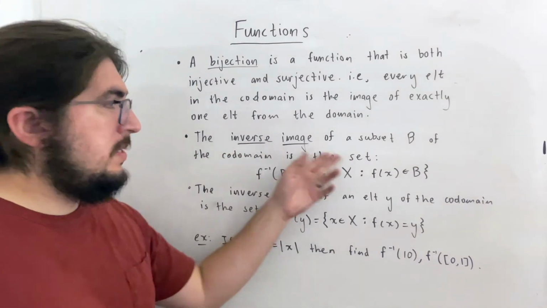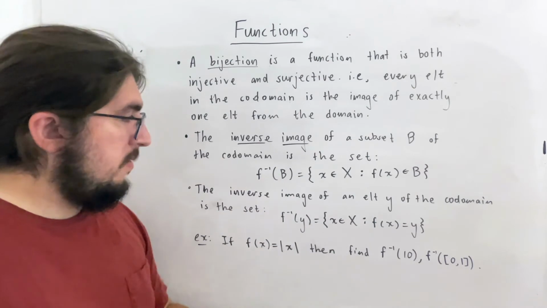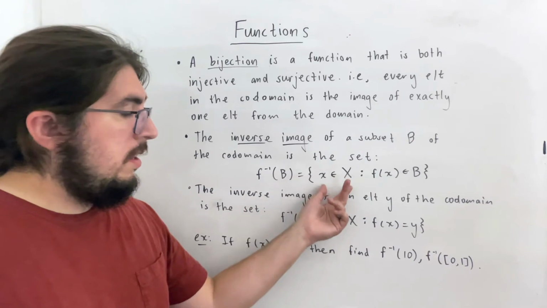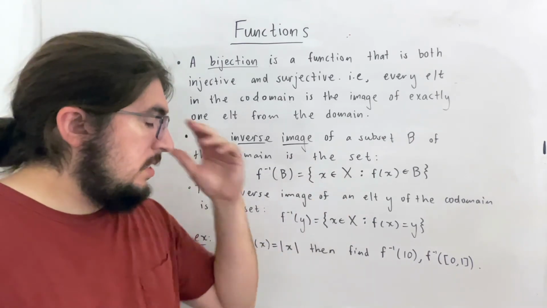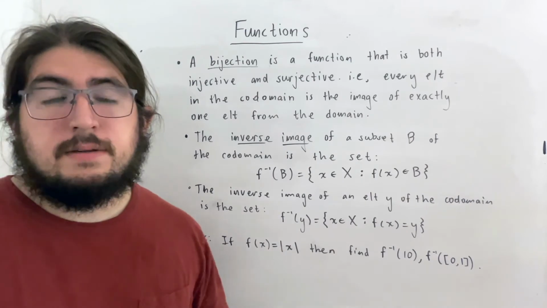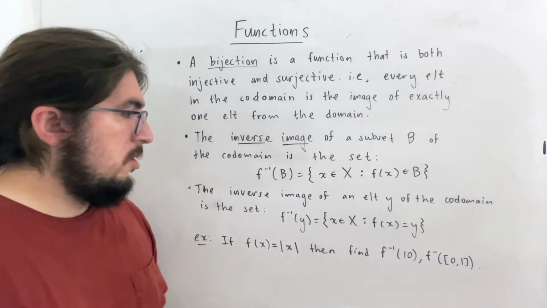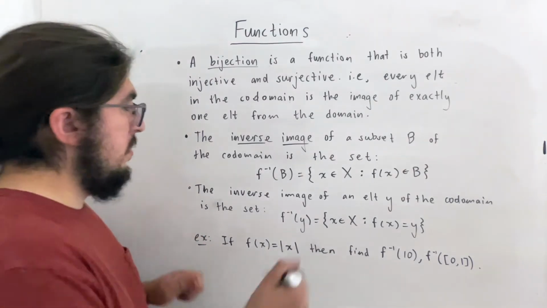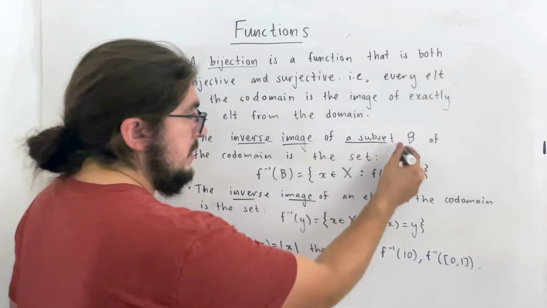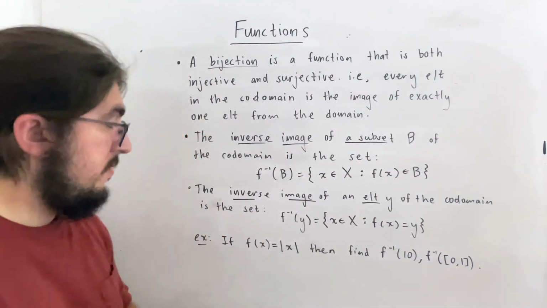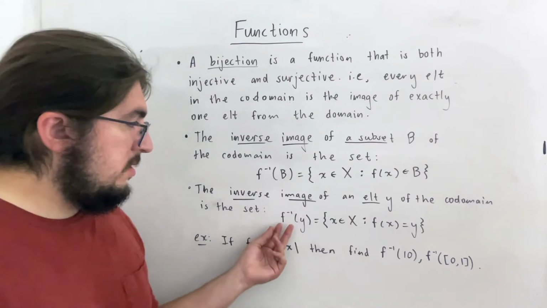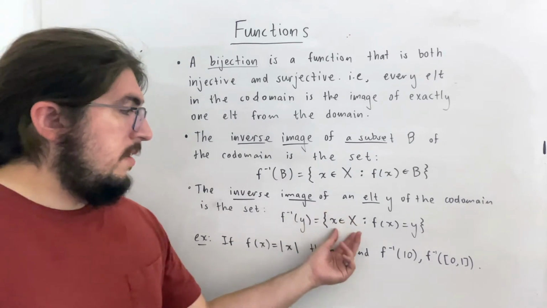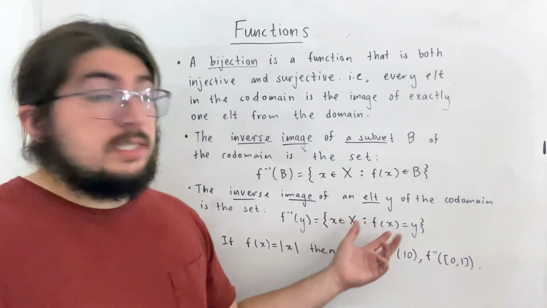So first I have the inverse image of a subset B of the codomain of the function, which is a set f inverse of B, which is the set of all elements in the domain such that they get mapped to an element in B, which again is a subset of the codomain. And then the inverse image of an element, not of a subset, but of an element y of the codomain, is the set f inverse of y. So it's a set, not a single element, but a set itself, of all x values in the domain X such that f of x is equal to y.